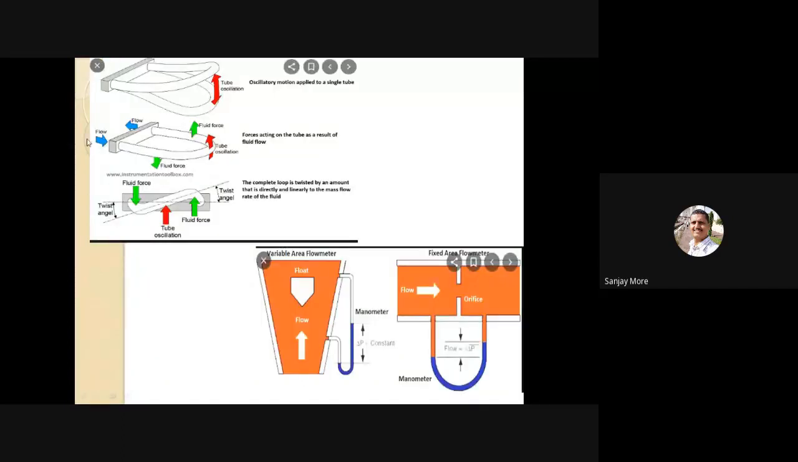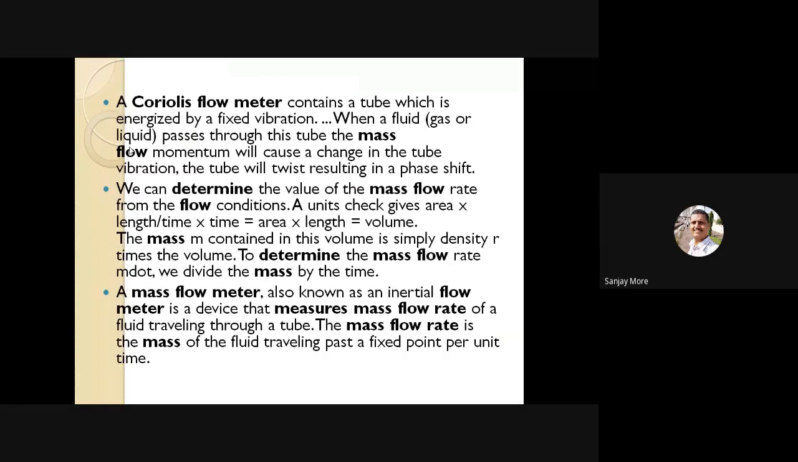Here, to determine the mass flow rate with the help of that condition, the unit is length divided by time into time, area into length, which means you have to find out the volume.